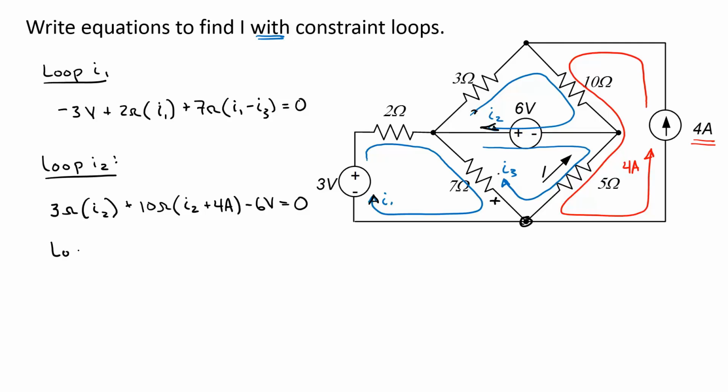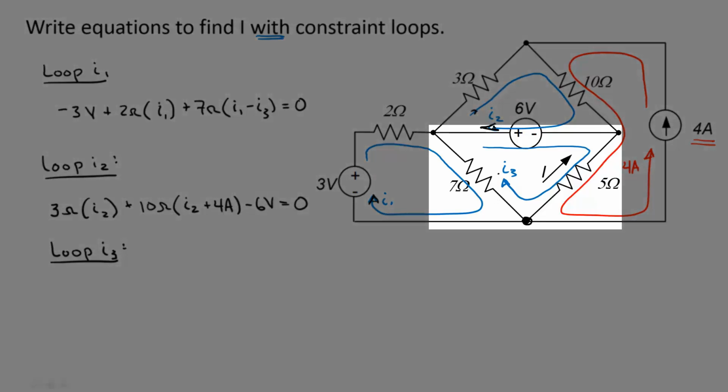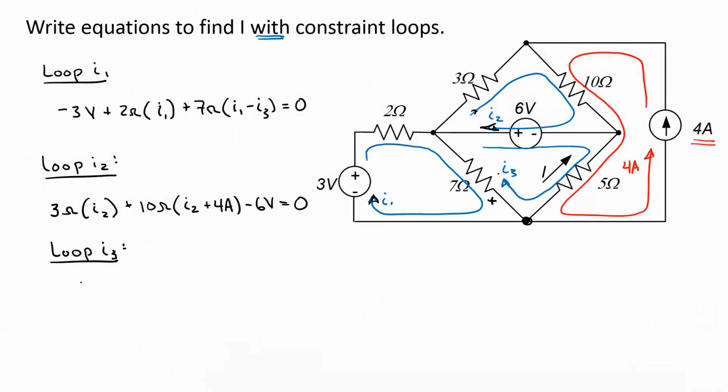Now let's follow mesh current I3. If I start down at this lower terminal here and follow the direction of I3, the first thing I see is my assumed positive terminal on a 7 ohm resistor. So its voltage difference will be 7 ohms times the currents through that resistor. I3 is entering this positive terminal, so that's a positive contribution. And I1 is coming into the negative terminal on the 7 ohm resistor. It's in the opposite direction as I3.